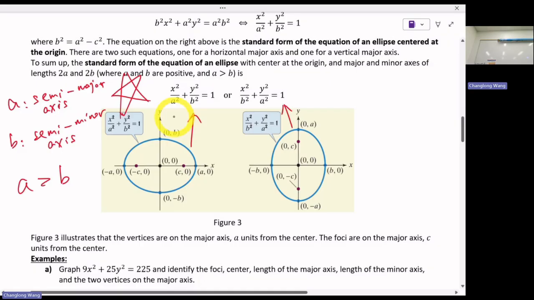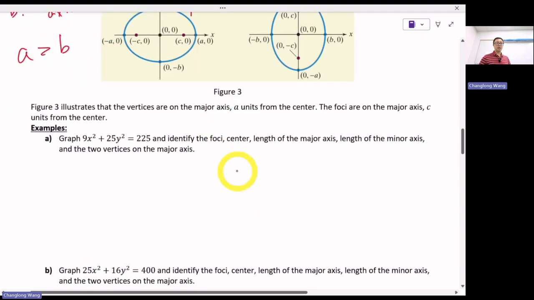So now if you swap the A and B, you're going to be getting a smaller number, relatively speaking, underneath the X square to get a vertical, because it makes the vertical direction, the Y direction, longer. So that's a vertically stretched ellipse. And it turns out that those are all you need: the terminology, the matching between the term, the name, semi-major, semi-minor, vertices, foci, and those parameters, or real numbers like A, B, and C.